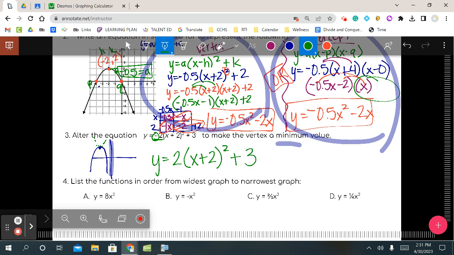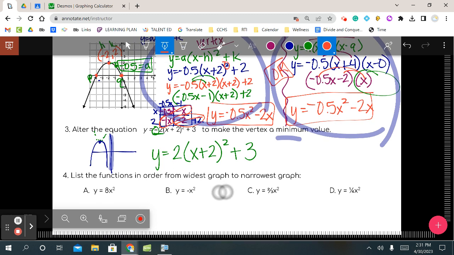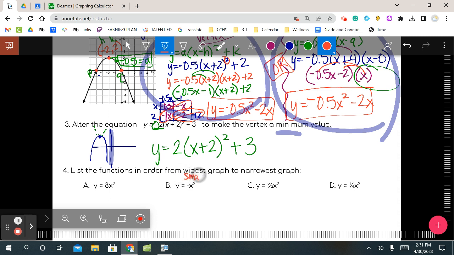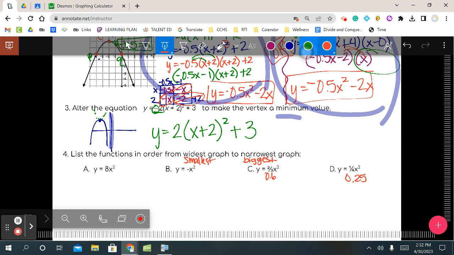Last one, let's list the functions in order from widest graph to narrowest. Remember, widest is your smallest number. Narrowest is your biggest number. So we have 8, negative 1, 2/3, which is 0.6, and then 1/4, which is 0.25. So your smallest number is the 0.25. Next we go to the 0.6, then the negative 1, and then the 8. So your widest is 0.25, which is D, and your narrowest would be your biggest number, which is 8.